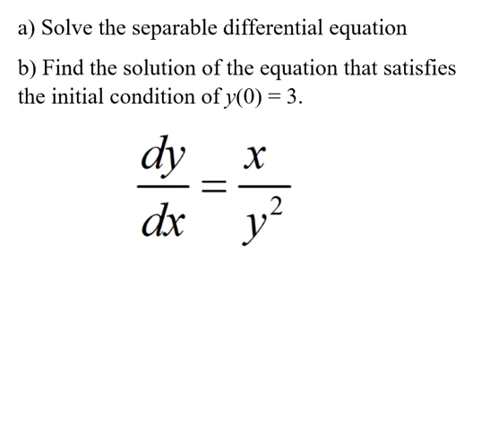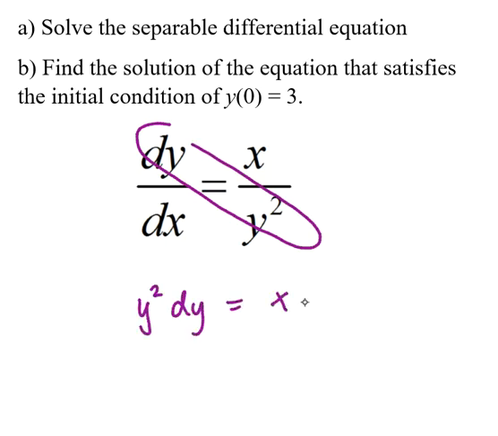So here I have it as a quotient, and I'm going to start by cross multiplying. So we'll have y squared dy is equal to x dx. So they're separated. Notice all my y's are on the left and my x's are on the right. And then I'm going to integrate. So again, separate and integrate. So I find the antiderivative of y squared is 1/3 y cubed. My antiderivative of x is 1/2 x squared.